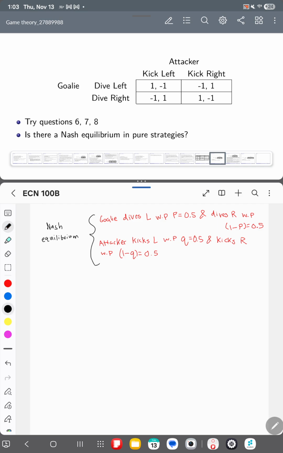And if you watch the game many times, then over those multiple occasions, you would see that the attacker and the goalie would go left and right roughly equally, 50-50 times. That's what the prediction of this game is.